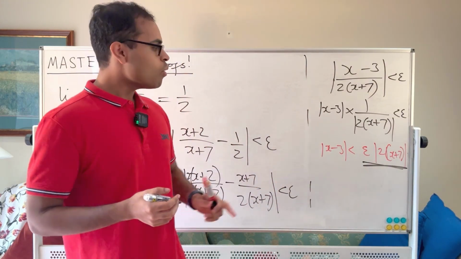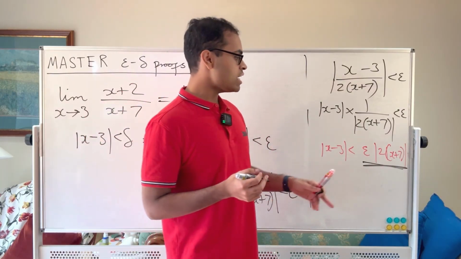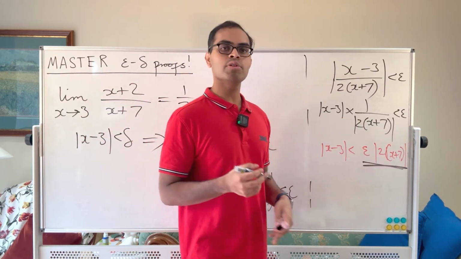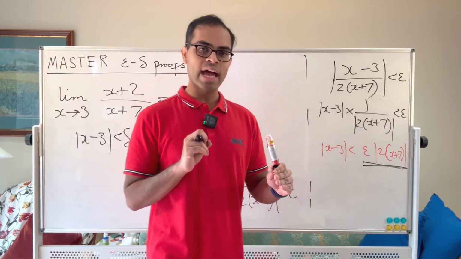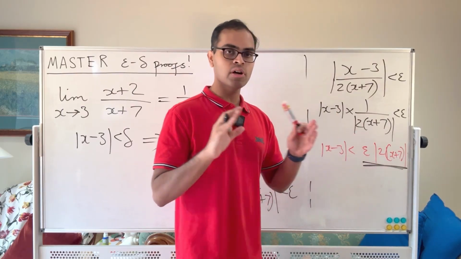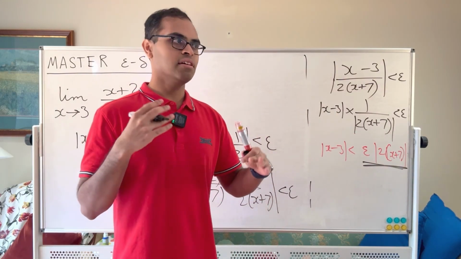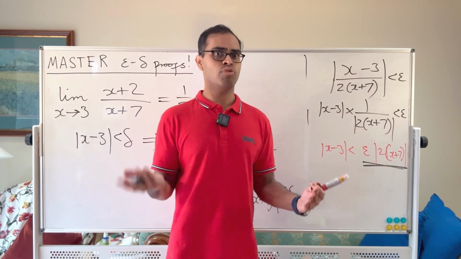So we pick what is x plus 7 going to be when x is 3. When x is 3, x plus 7 is going to be 10, and this is going to be 2 times 10, which is 20, okay? But then, of course, we want our delta to be equal to epsilon times 20, okay? That's actually a different sense than earlier. It's not epsilon over something, it's 20 epsilon.